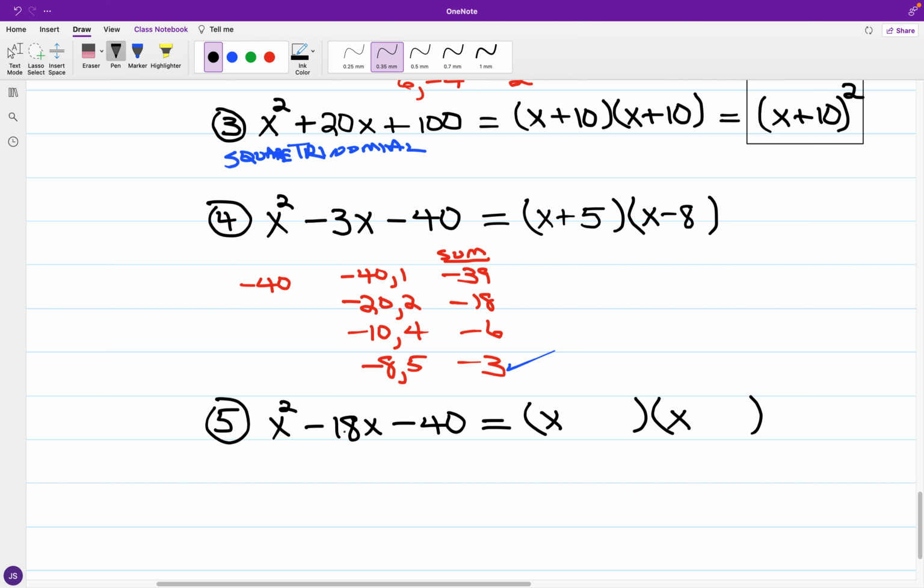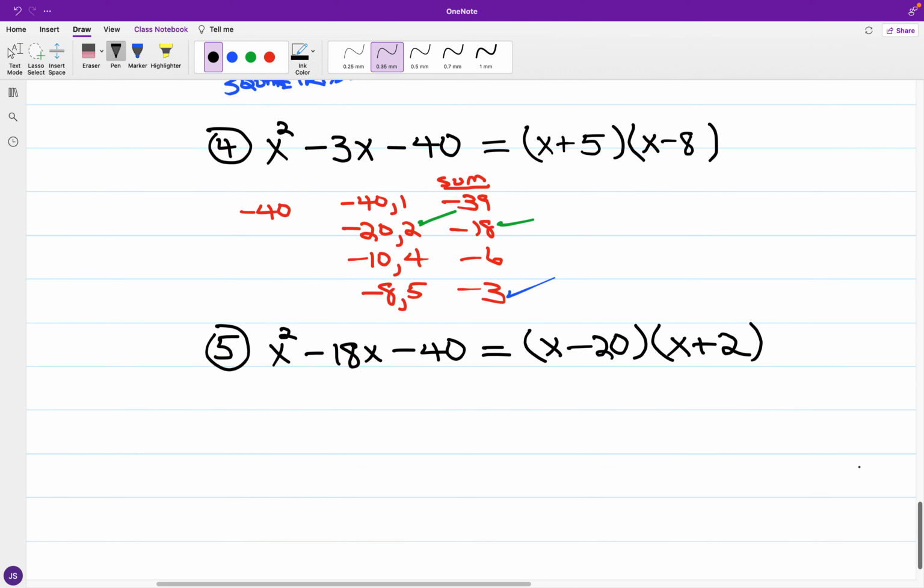From x squared, I still have x and x. Now the factors of negative 40 whose sum or difference will be negative 18 are negative 20 and 2. In this case, I'll put the negative 20 out to the front. So the binomial factors will be x minus 20 and x plus 2. All right. So these two cases are where we have the middle term being negative.